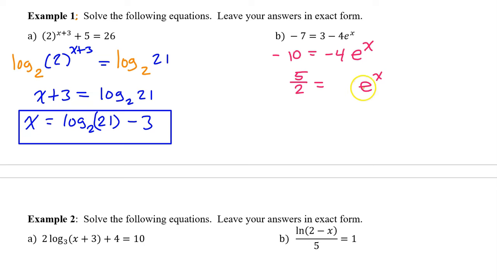We can cancel out this base e with a log base e, but instead of writing log base e, let's take the natural log of both sides of the equation. This means the log base e of e, so these will cancel each other out. Next, we are left with the natural log of 5 over 2 on the left is equal to x. And that's the answer.